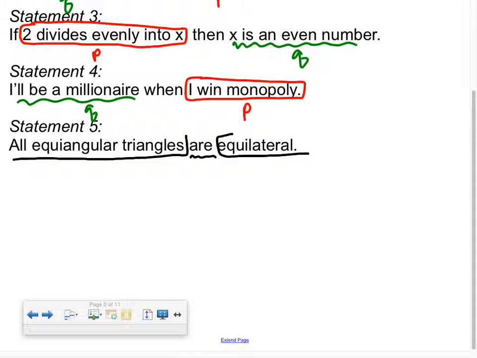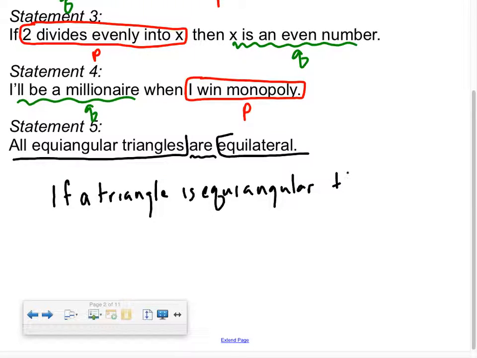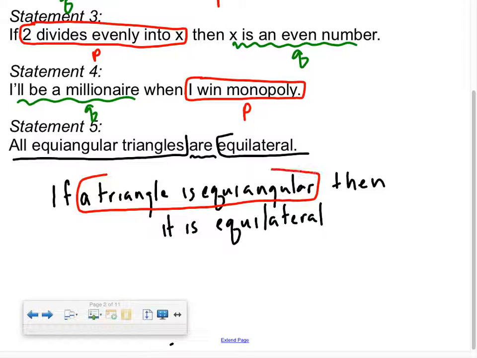So, if a triangle is equiangular, then it is equilateral. Now when I take a look at this, a triangle is equiangular is my P, and my Q, it is equilateral, is my conclusion.